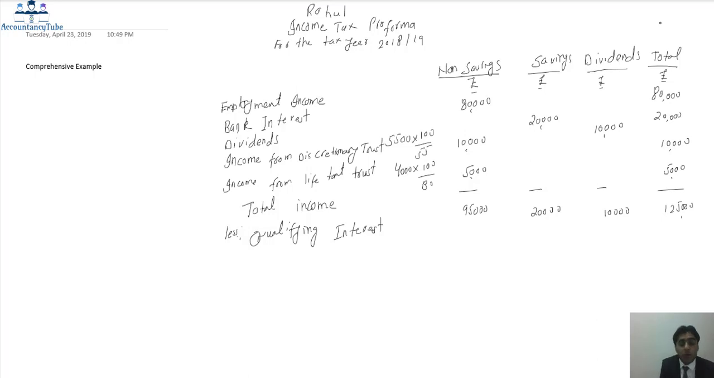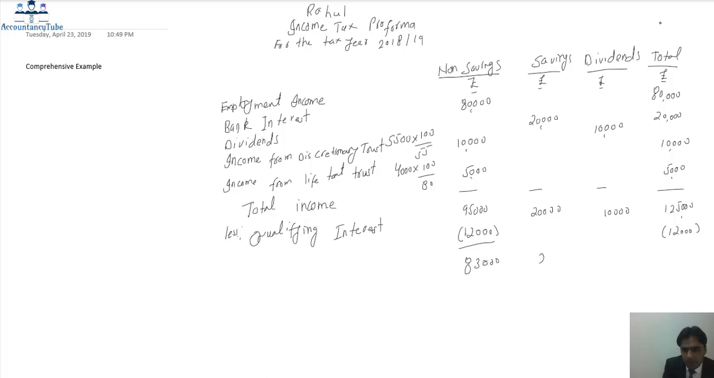It could be deducted from non-savings if the non-savings income is sufficient to deduct all of the qualifying interest. In this case, the qualifying interest is only £12,000, so we know that we can deduct the whole amount out of the non-savings income. And also we'll have to deduct it out of the total as well. Okay, so the remaining amount is £83,000.